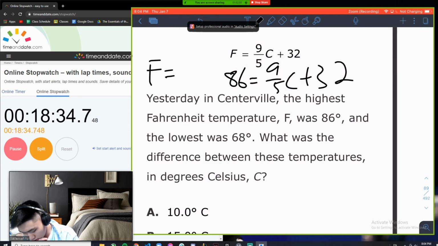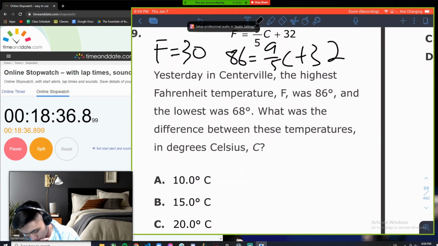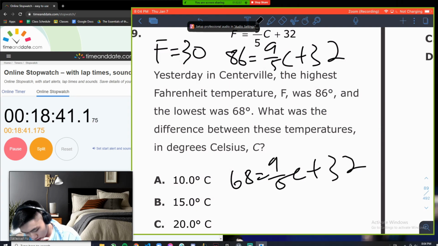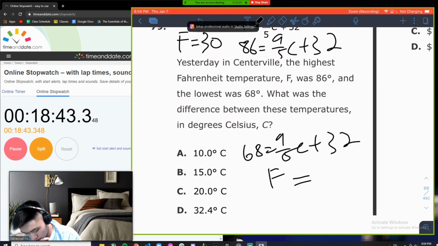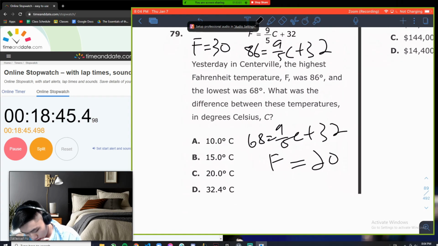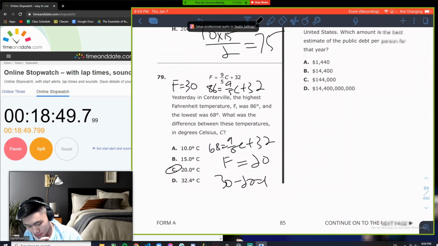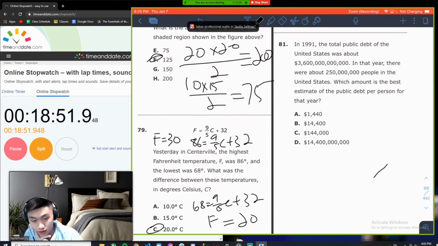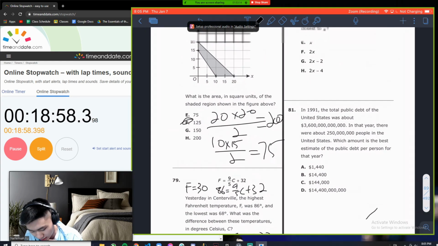F equals 30, right? And F equals 20. So 30 minus 20 equals 10. I did a very bad way beforehand, but no one cares because of the cameras.